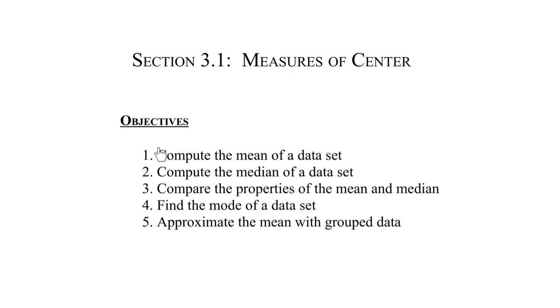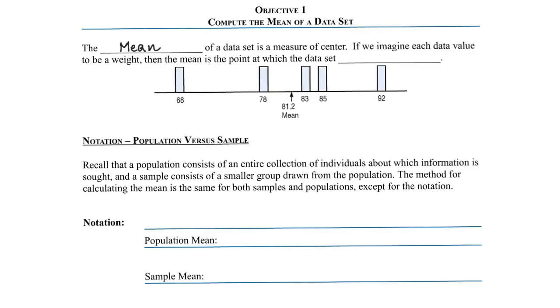This section has 5 objectives: compute the mean of a data set, the median of a data set, and the mode of a data set, compare the properties of mean and median, and approximate the mean with grouped data. Let us look at the first objective: compute the mean of the data set.